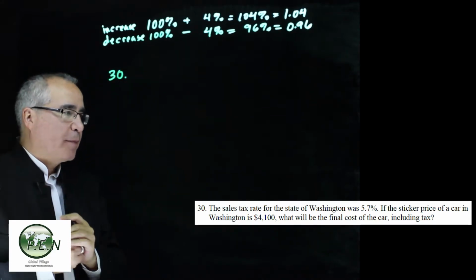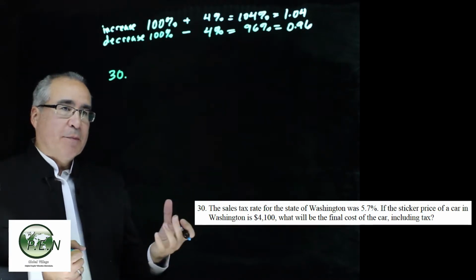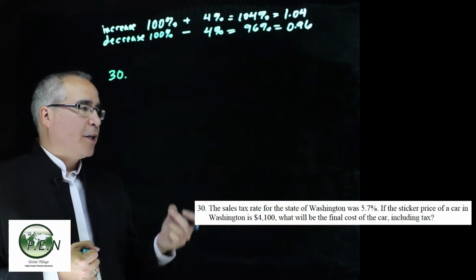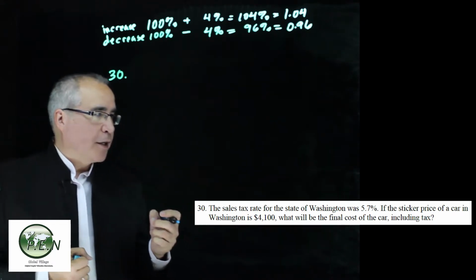Okay, so let's take a look at an example. Question 30. The sales tax rate for the state of Washington was 5.7%. The sticker price of a car in Washington was $4,100. What will be the final cost of the car, including the tax?